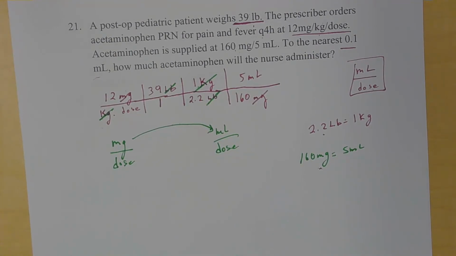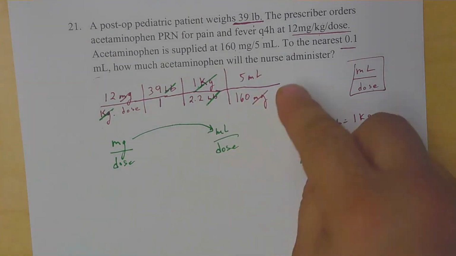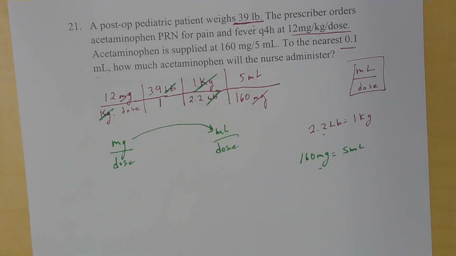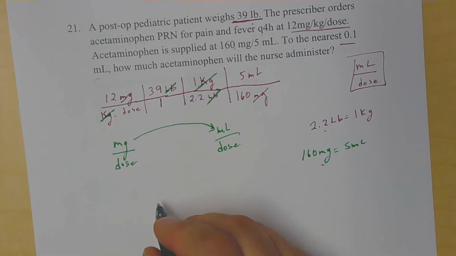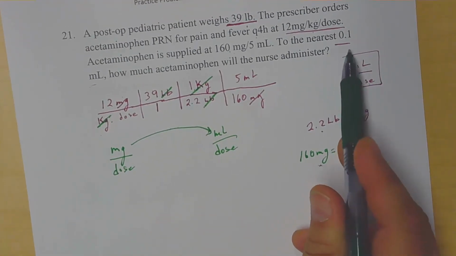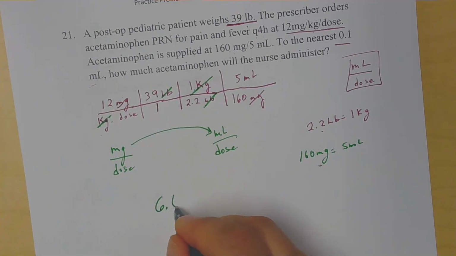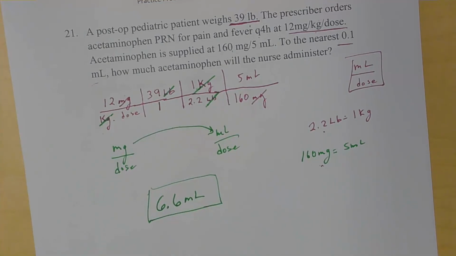Okay? So what seemed like a really complicated problem is not that complicated. I'm really just checking, do I have the right units? Yeah, milliliters per dose, I'm happy. So what am I going to do? I'm going to take 12 times 39 times 5, then I'm going to divide it by 2.2, and I'm going to divide it by 160. And that is 6.64, and I want it to the nearest tenth, paying attention to that. So that's 6.6 milliliters, because 6.64 rounds to 6.6 milliliters. That's what I'm giving them every dose.